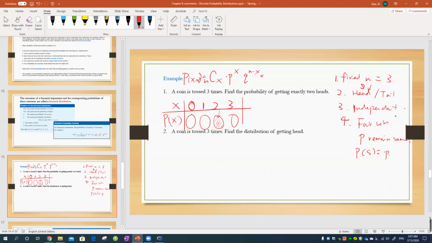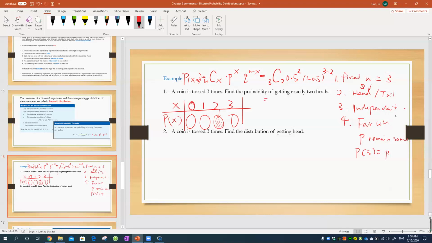Then we know all this information. We just plug in. We have 3 as the fixed number of trials, n. Choose 2, right? X, now exactly, we want exactly 2 heads. And then p, which is 0.5. Fair coin, 50% of landing on head. So that's success. 0.5 to the power of x, which is 2. And then 1 minus 0.5, that's q, to the power of n minus x. That's going to be 3 minus 2. So we can solve this one.